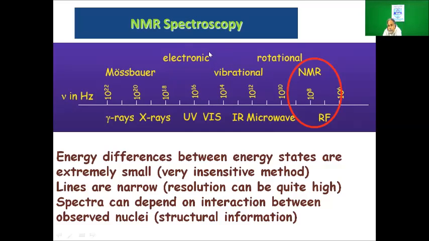In the case of UV-visible spectra, the energy difference between the ground state and the excited state is very high, that is 10 to the power 16 hertz, whereas this is very low, 10 to the power 6 to 10 to the power 8 hertz. But the NMR spectra can depend on the interaction between these observed nuclei, that is the structural orientations.